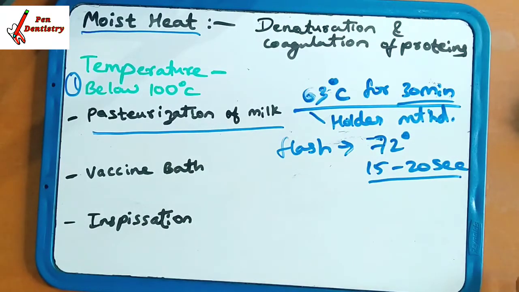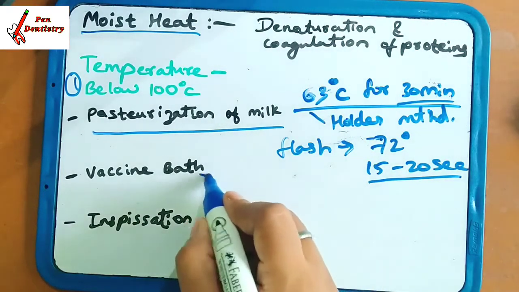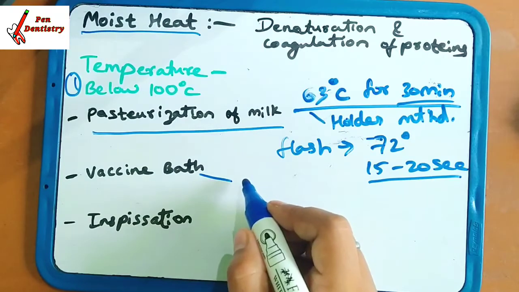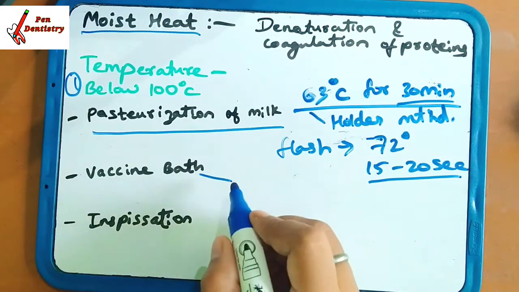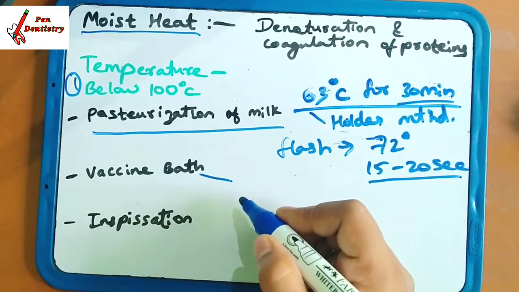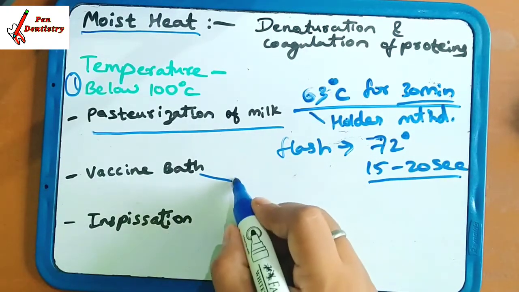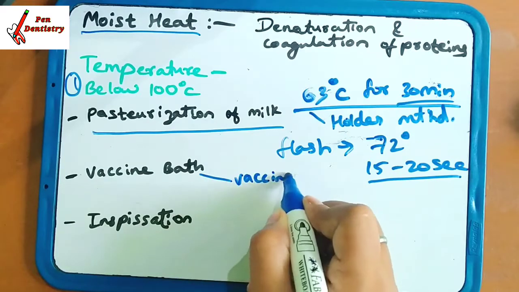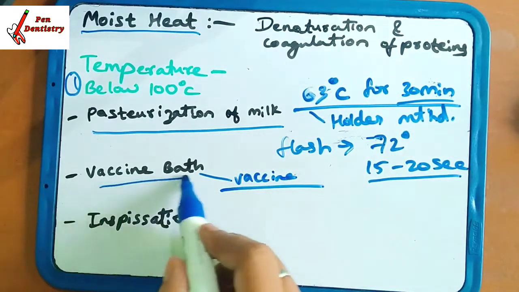Second is vaccine bath. Here killing of non-sporing bacteria takes place. Mostly the vaccines which we make are sterilized by vaccine bath.